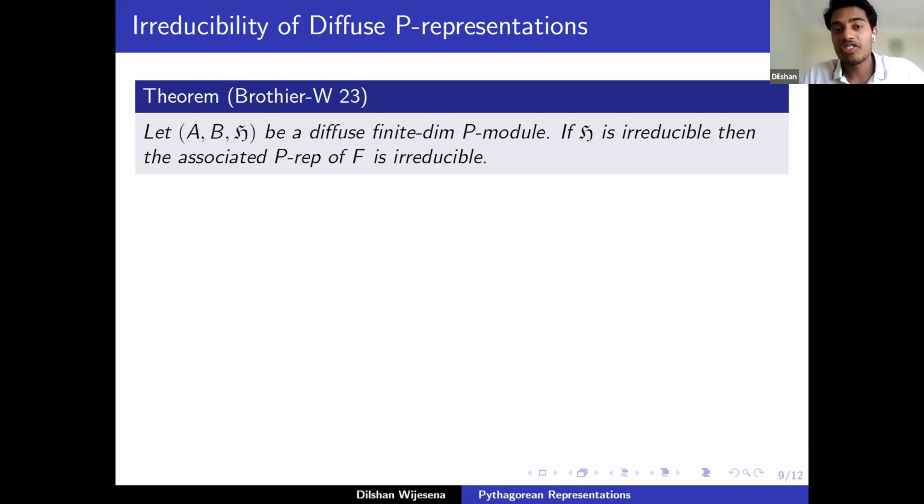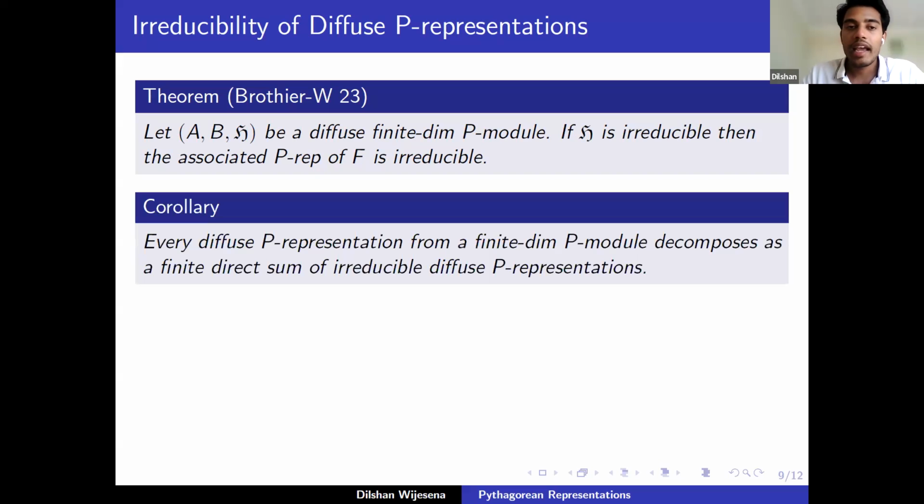So if you think back to the picture I had a few slides ago with the functors, this means that if we restrict these functors to only diffuse objects, then this functor is going to preserve irreducible objects. Just by looking at the left-hand side for irreducible objects, which is quite easy using linear algebra, we can straight away obtain irreducible representations of F using Jones machinery. And what we get as an immediate corollary is that all diffuse Pythagorean representations coming from finite dimensional P modules decompose as a finite direct sum of irreducible objects.